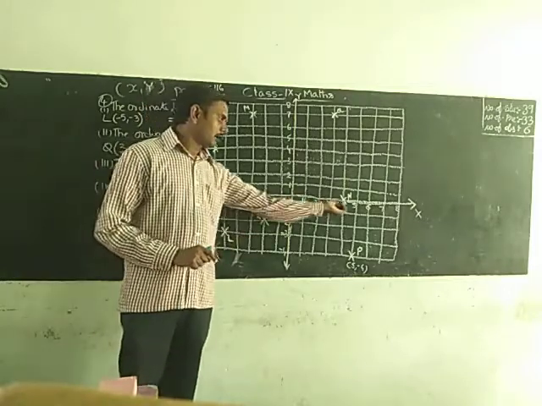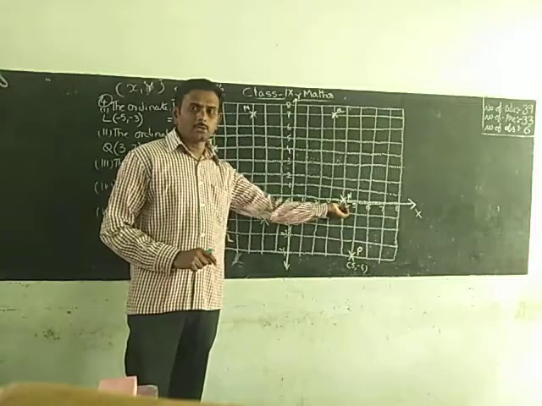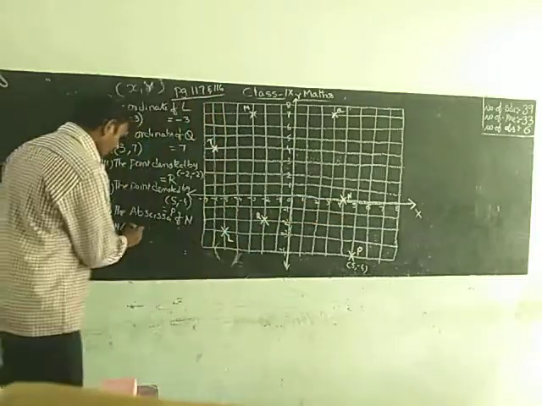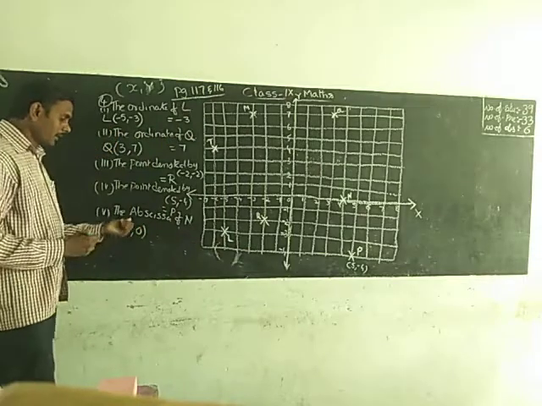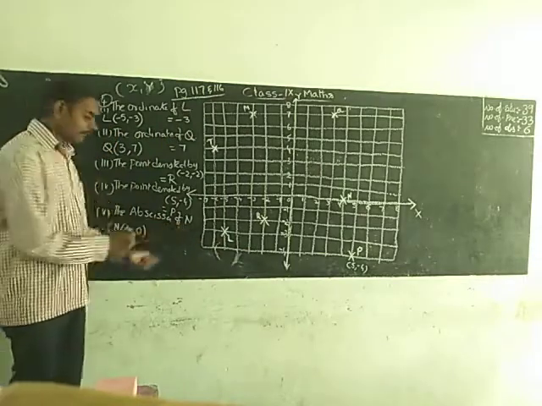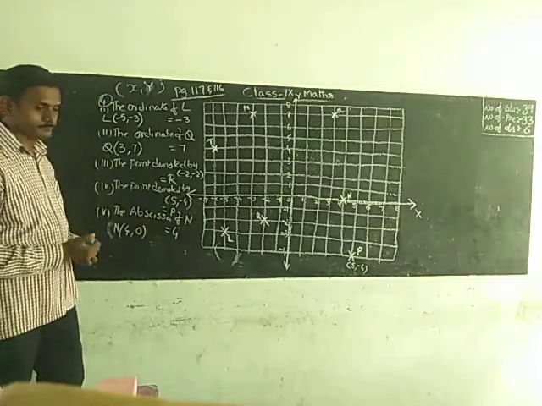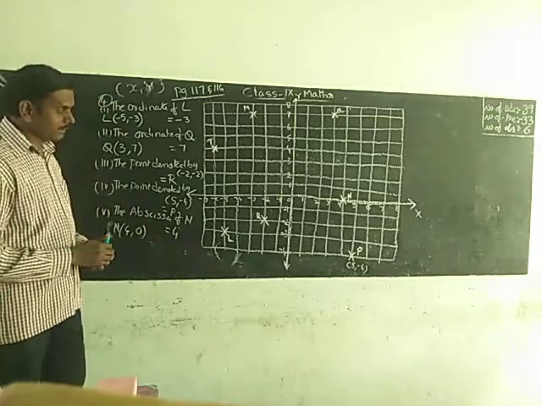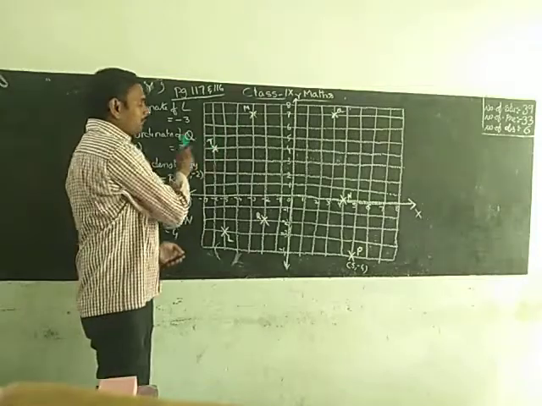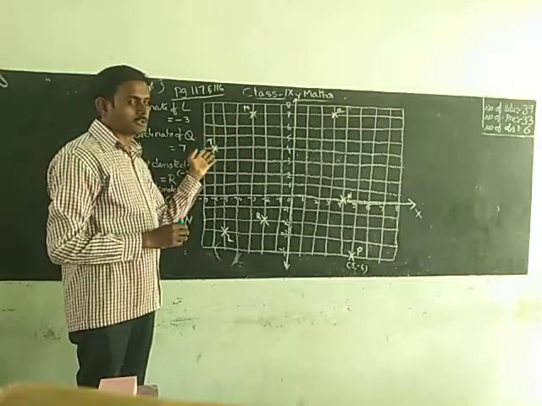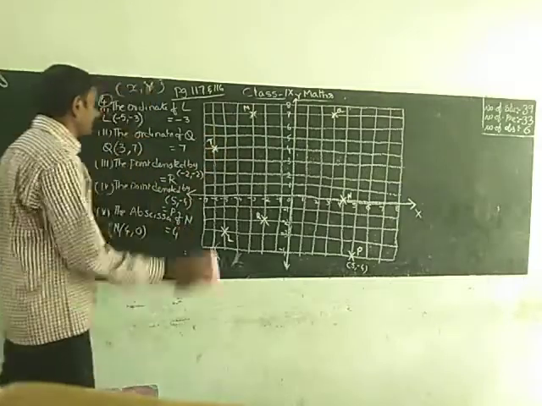Here it is located on the x-axis, so the x-coordinate will appear and the y-coordinate will be 0. What is the question here? Abscissa of N. The abscissa is 4. Similarly, identify M and T also yourself: abscissa of M, abscissa of T. Okay, that is the answer.